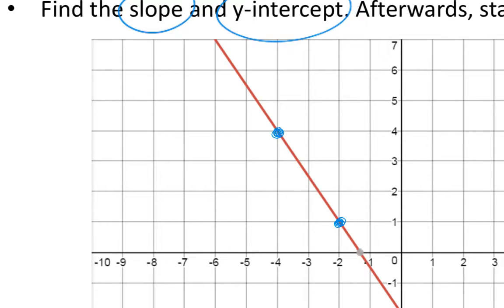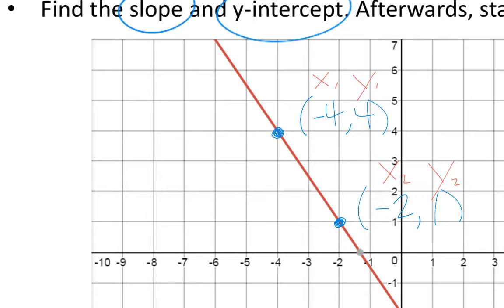Once you find 2 points, I do not want you to use the triangle which we've been using up to this point. I want you to figure out the coordinates of these points. The coordinate of that point is (-4, 4), and the coordinate of this point is (-2, 1). Once we've figured out our coordinates, I want you to label these coordinates. This would be considered (x1, y1). This would be considered (x2, y2).